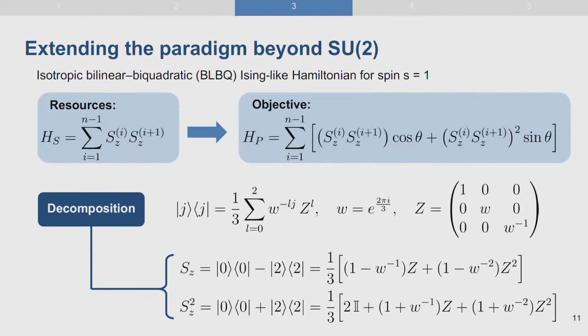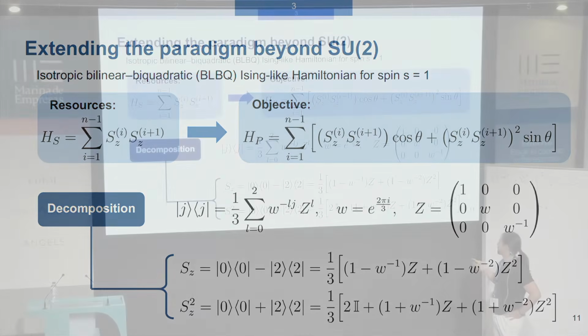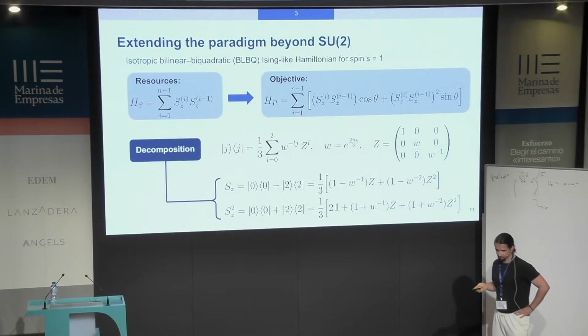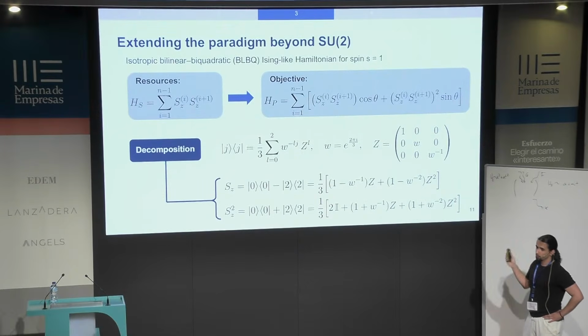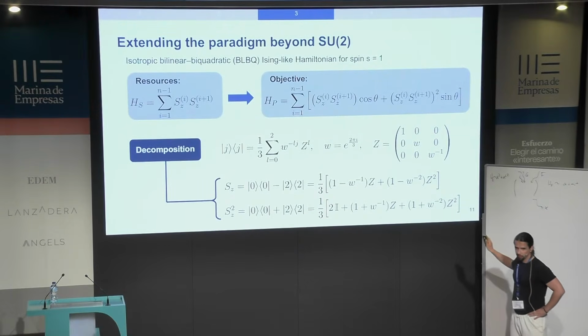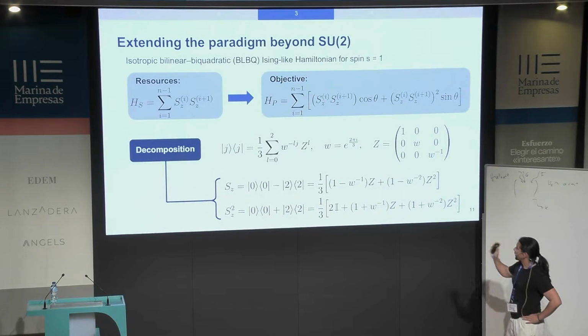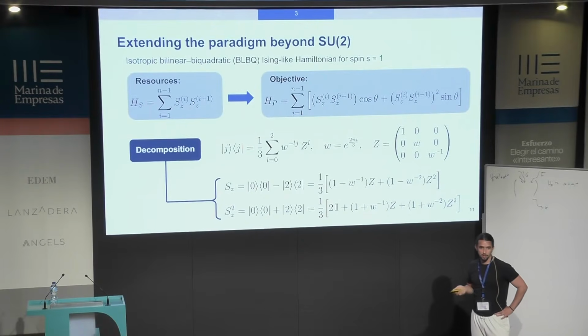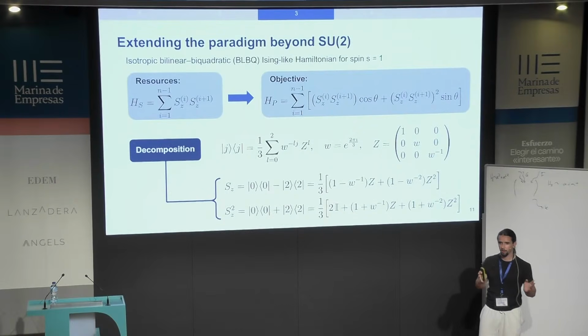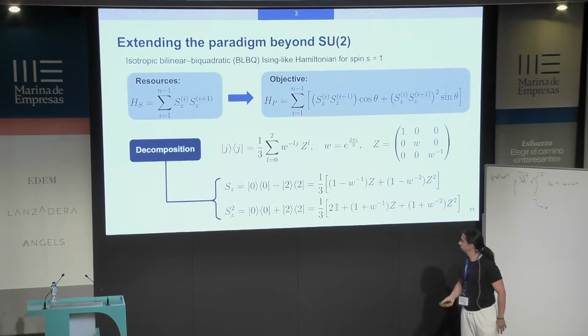Now, to showcase how this works, I'll do it for the following example. Let's say I want to develop an isotropic bilinear biquadratic Ising-like Hamiltonian for spin 1. This is very useful for condensed matter people. It's a little bit simplified. Usually it has all the spin directions, but I only take the diagonal for my simulation. And my resource will be a spin Hamiltonian, which should be somewhat standard to find in natural quantum systems.